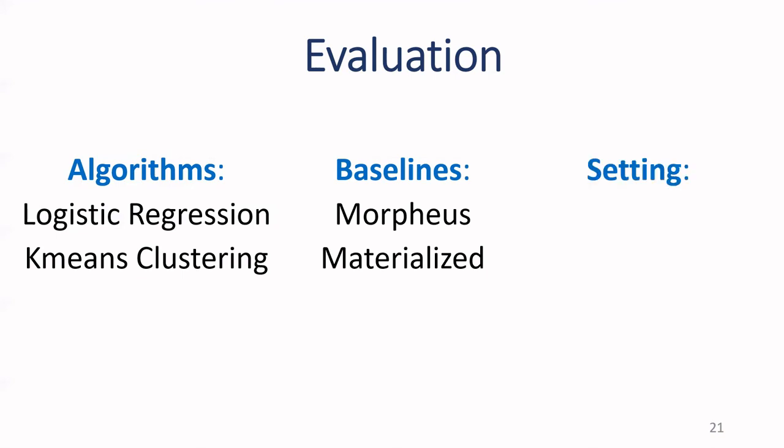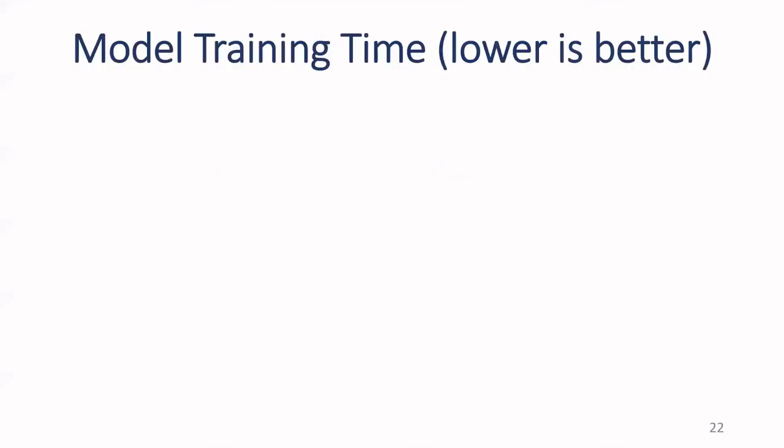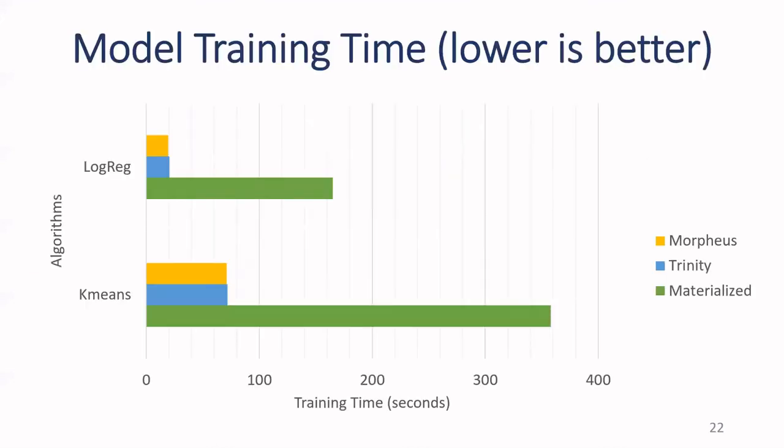For time, we'll set the comparison language to be R, and we'll show results when trained over a real-world 3-table dataset of movie reviews. In the paper, we also include benchmarks for Python and JavaScript, use a total of 7 real-world datasets, and factorize 4 distinct machine learning algorithms. See the paper for details. Starting with the logistic regression results, we see the materialized approach takes about 165 seconds to complete, but both Trinity and Morpheus perform about 8 times faster than that.